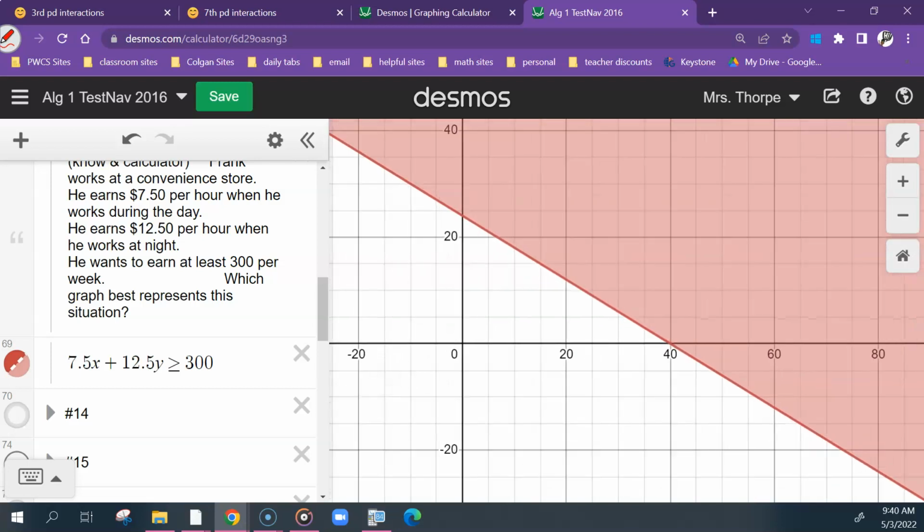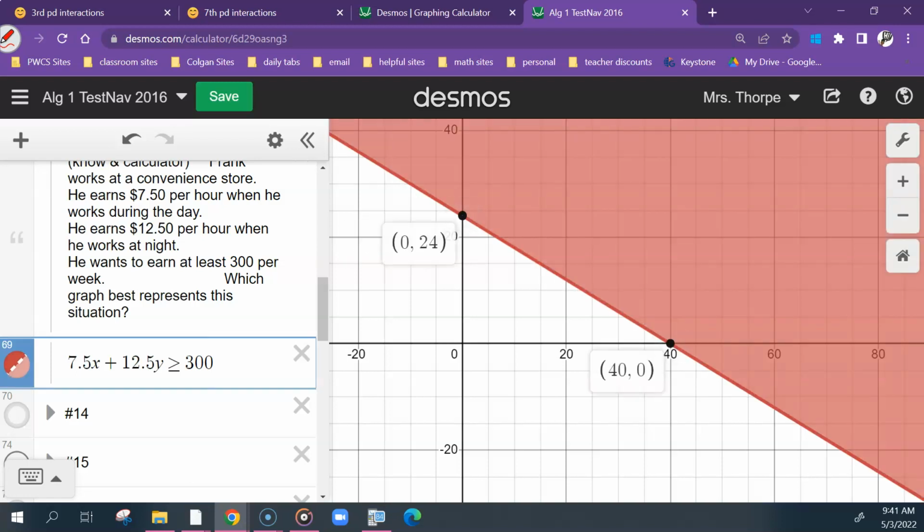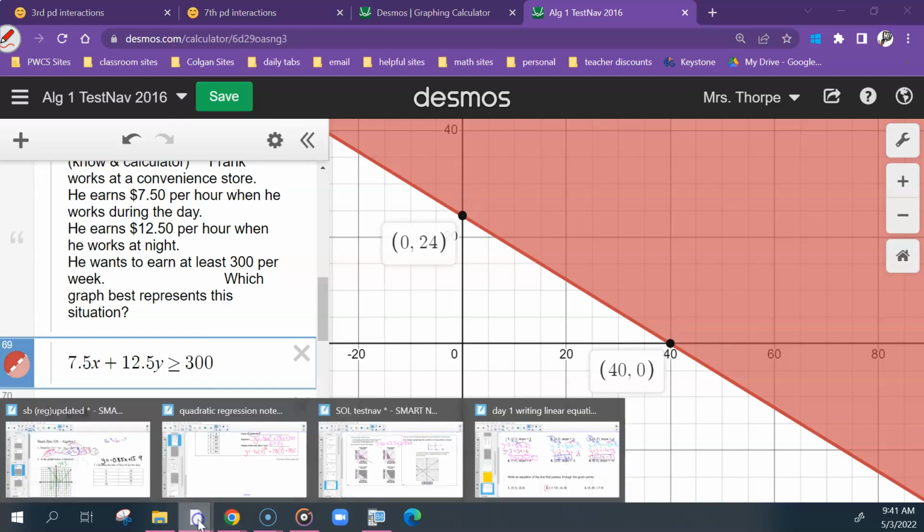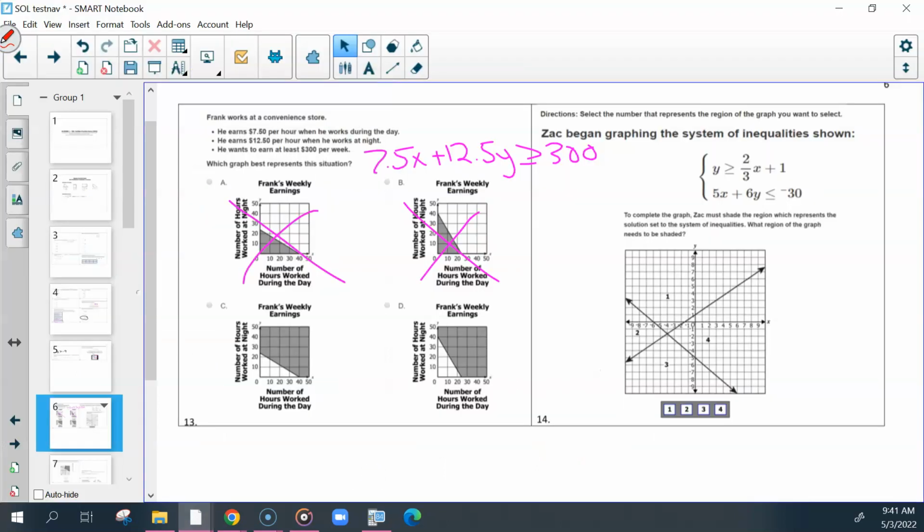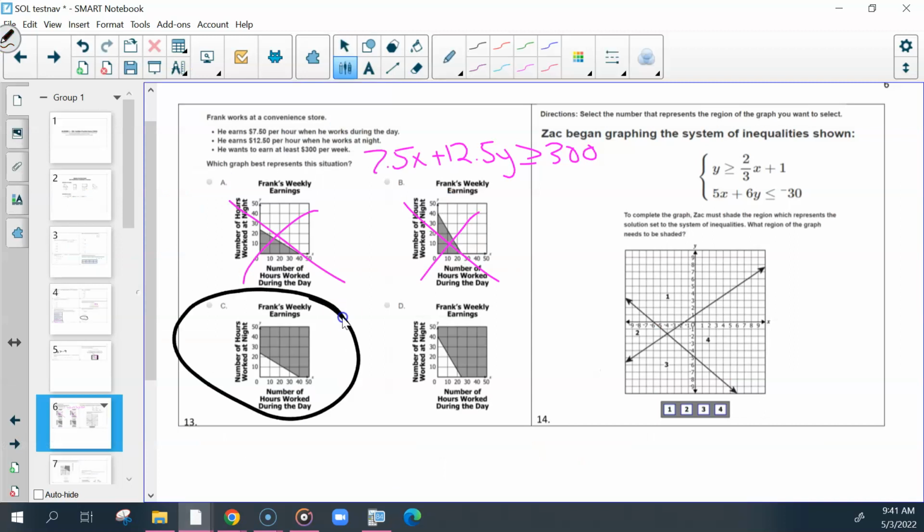When you put it in, you may also need to zoom out because it's at 300. If I look at my X and my Y intercept, I'm at 24 and 40. So the one that looks similar to that would be C. Some of these you can't just put in Desmos if you don't have what you're supposed to put in Desmos. So you do need to be able to find that information so that Desmos can help you with that.